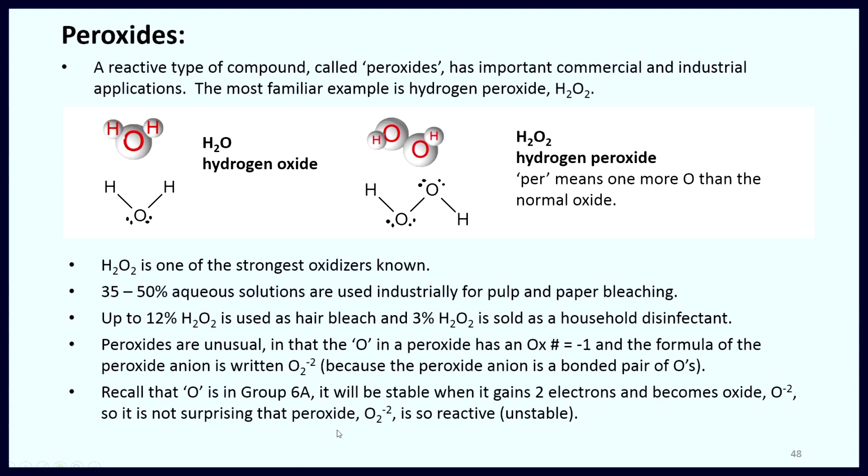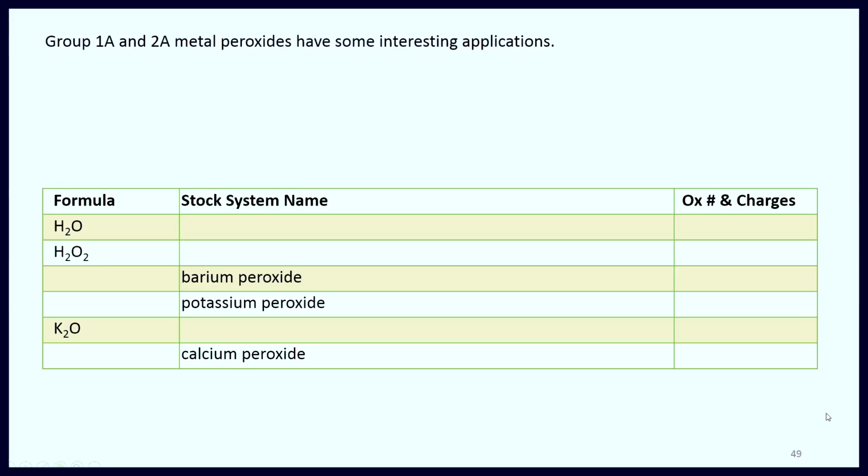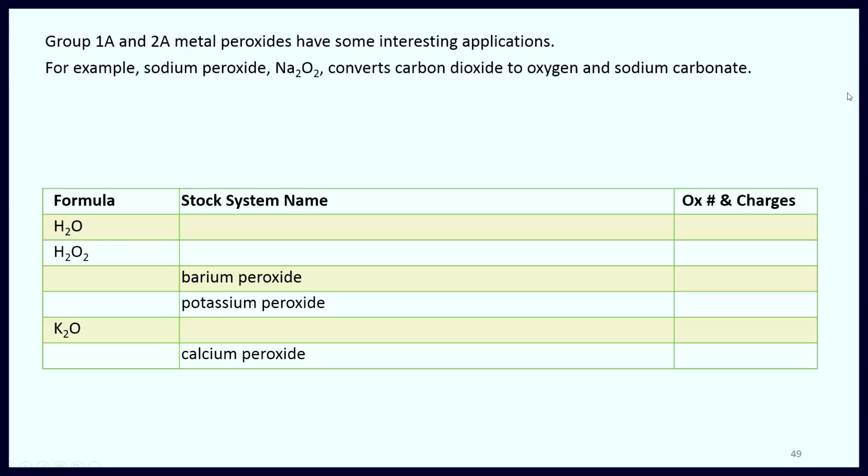Now, you will recall that oxygen is in group 6A, and it's only stable when it gains 2 electrons and becomes oxide, O-2. So it's not surprising that peroxide, O2-2, is so reactive, so unstable. The group 1A and 2A metal peroxides have some interesting applications, which I'll mention briefly here.